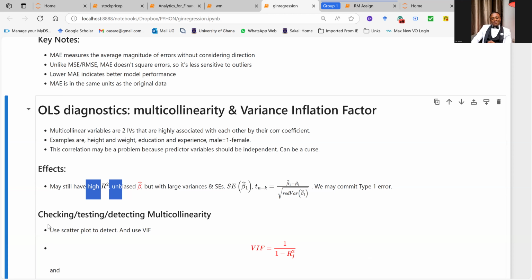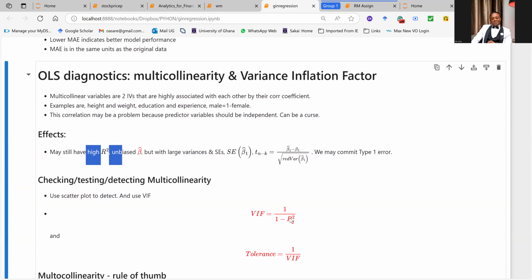So let's go to how to look at multicollinearity. How do you check whether it's there in the model? Well, to do that, you use something called the variance inflation factor, the VIF. The variance inflation factor is just 1 divided by 1 minus the R squared. Sometimes you can choose rather to use the tolerance level. The tolerance level is just 1 divided by the variance inflation factor. That is how much you are willing to tolerate a particular independent variable.